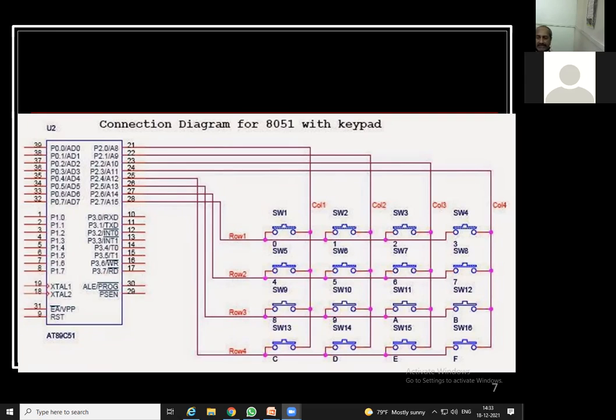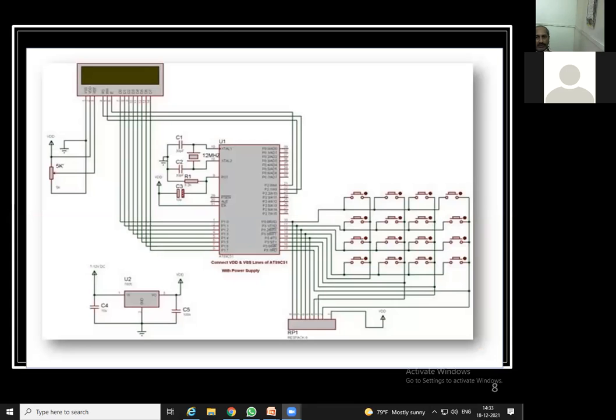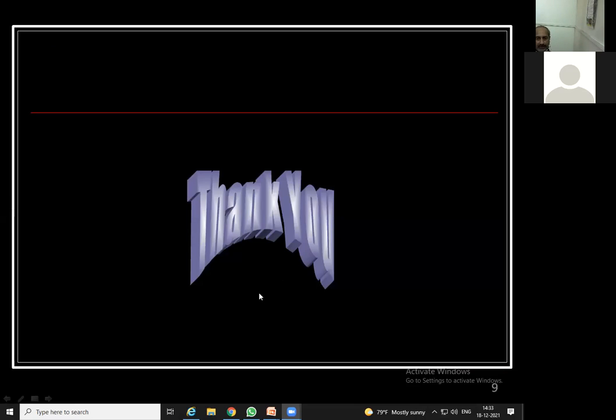So when we see the actual Proteus simulation, at that time with this matrix you will come to know how it is going to work. So if time permits, today only we will check out this particular simulation. Okay, so this is the actual diagram we are going to generate in this Proteus software. So this is the matrix keypad.